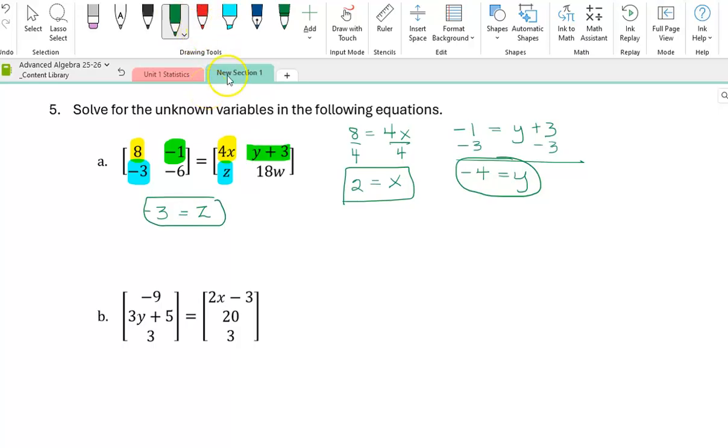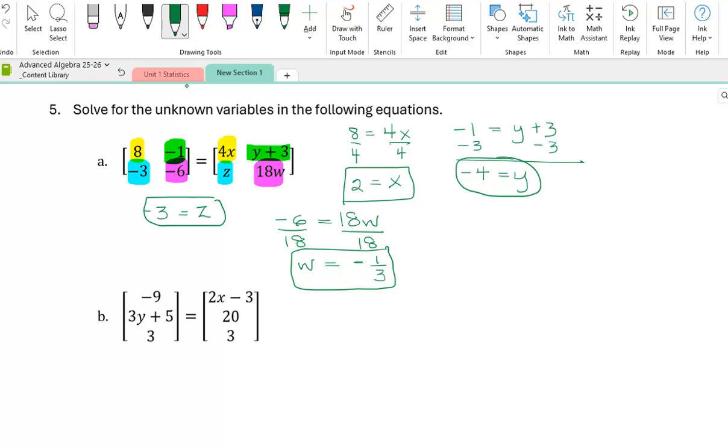And then let's do the last one. Let me get a different color. I'm trying to have all these different colors. This one goes with this one. So -6 equals 18W. I'm solving for W. So I'm going to divide by 18, which means W equals -1/3. And I found W. So I found X, Y, Z, and W. Those were all the unknown variables in these matrices.